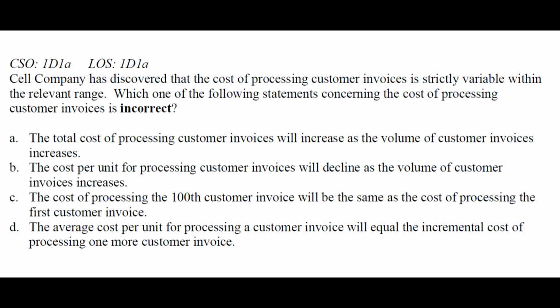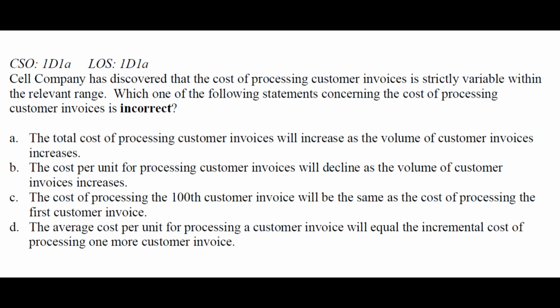C. The cost of processing the 100th customer invoice will be the same as the cost of processing the first customer invoice. Correct. Each invoice incurs the same variable processing cost within the relevant range. D. The average cost per unit for processing a customer invoice will equal the incremental cost of processing one more customer invoice. Correct. For a strictly variable cost, both the average cost per unit and the marginal cost are identical.